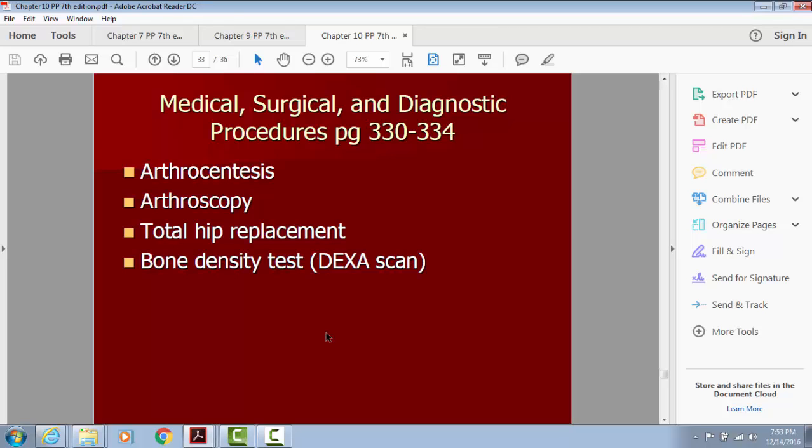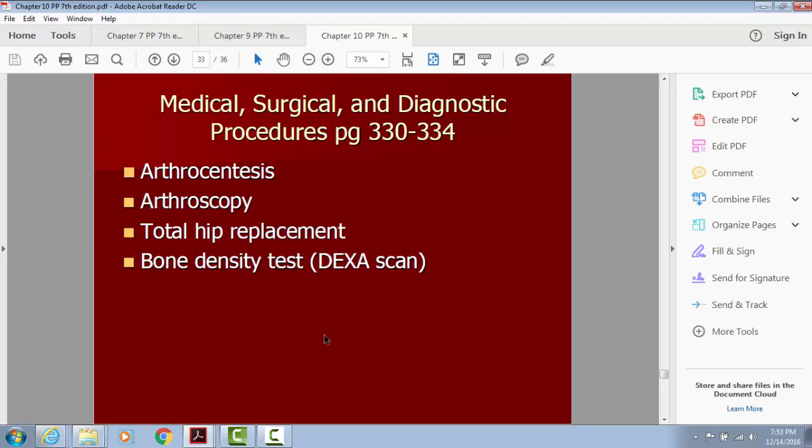Arthroscopy is visual examination of the interior of a joint and its structures using a thin, flexible fiber optic scope called an arthroscope. So they can go in there, they can look around, they can do some cleaning up of meniscal tears or fraying of the meniscus. They can do some other types of things while they're in there doing an arthroscopic surgery.